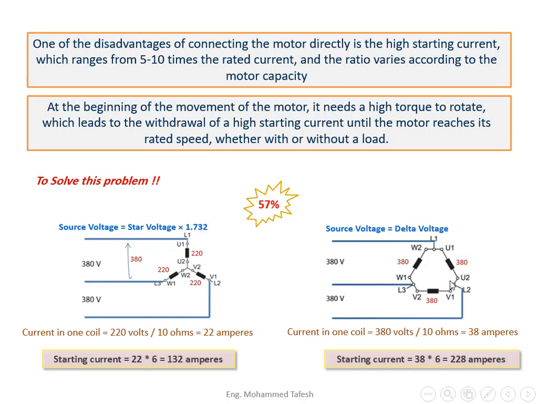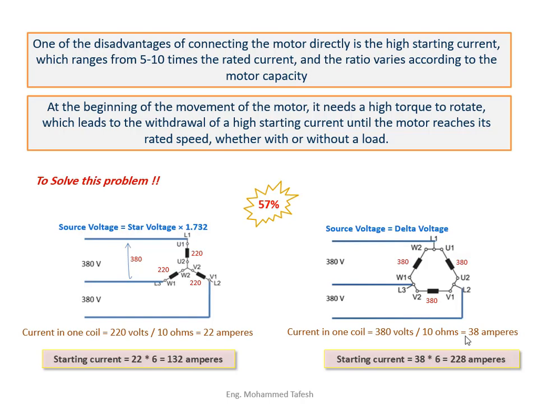Secondly, if we assume that the resistance of a single coil of the motor is 10 ohms for each one, let's see the value of the amperes drawn in the star and delta cases, and accordingly the value of the starting current. Then the current in each coil equals 22 amperes. If we assume that the motor starts at 6 times the rated current, then the starting current will be equal to 132 amperes. While in the delta connection, the current equals 380 divided by 10 ohms, which equals 38 amperes.